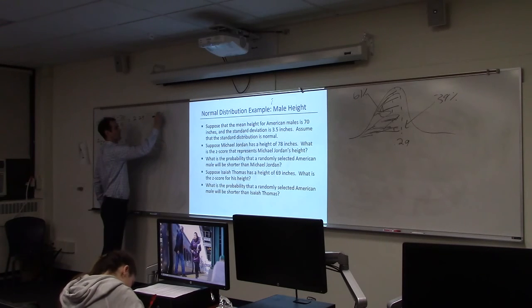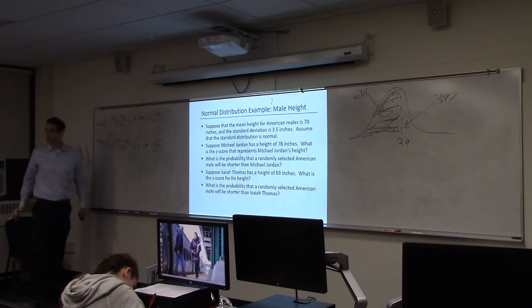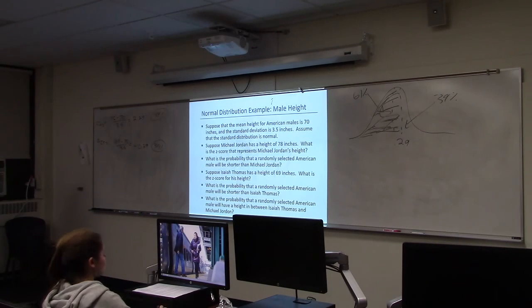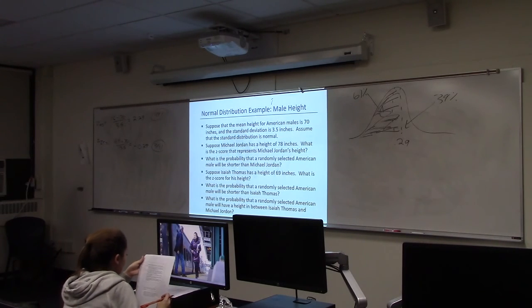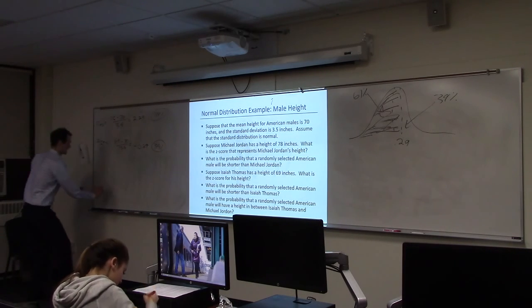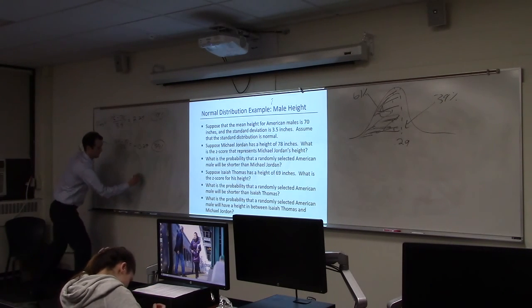99%. Okay, we're good there? All right, I realize I'm throwing a lot of stuff here at the end of class, but there'll be plenty of time to absorb this. What is the probability a randomly selected American male will have a height in between Isaiah Thomas and Michael Jordan? How do we figure that out? Subtract the two? Yeah.